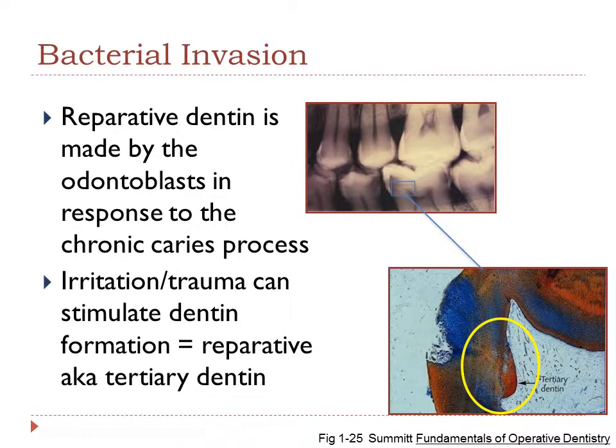The tooth reacts to the bacterial invasion by creating new dentin. This works best if the caries progression is slow. When the caries is acute, that is, fast-moving, the pulp doesn't have enough time to lay down new dentin.